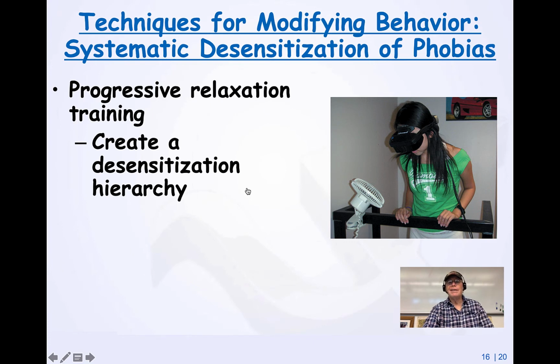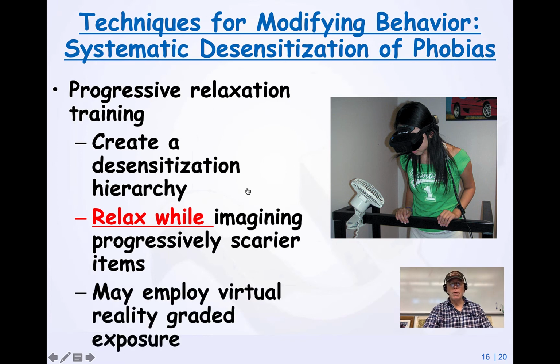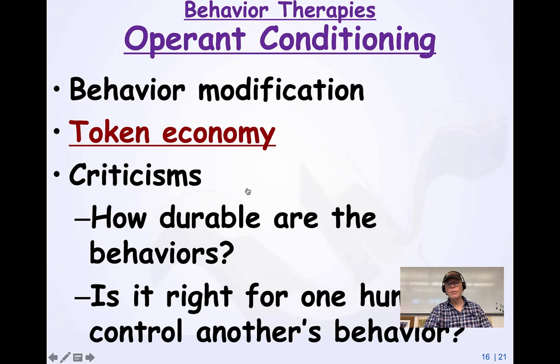So you create a desensitization hierarchy, and that is where you get closer and closer to the thing that you're afraid of, right? And you relax, they try to work with you while you're getting closer to these progressively scarier things. And you can use virtual reality. Behavior therapies can include behavior modification. This should all be familiar from our learning unit, token economies.